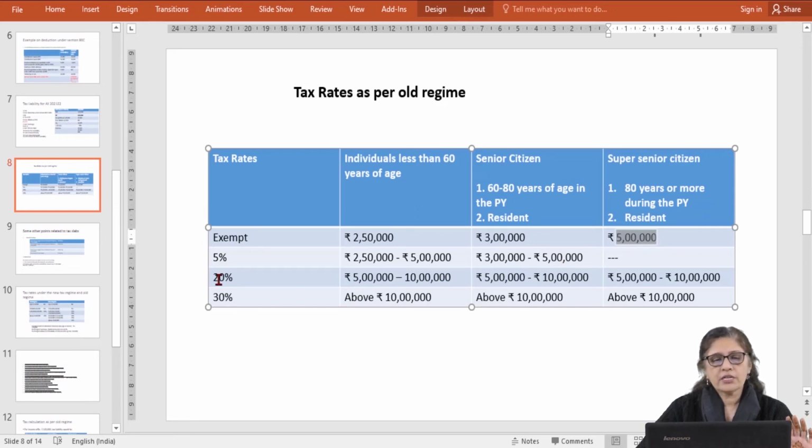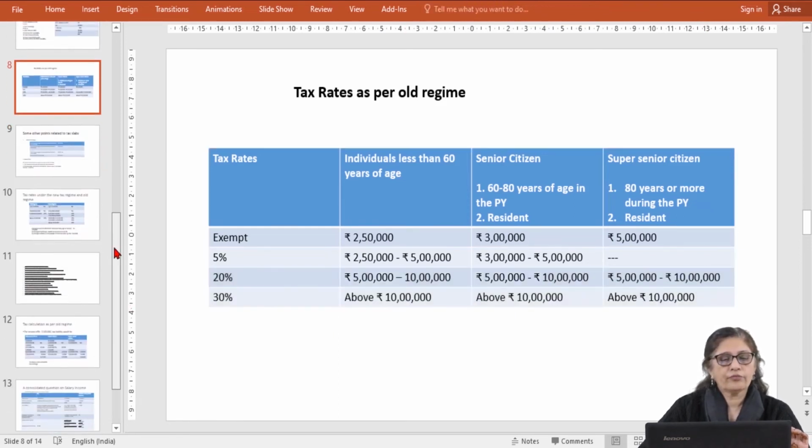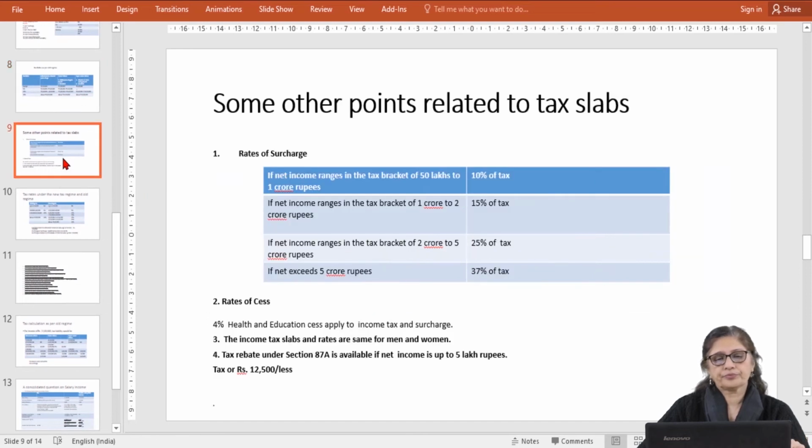So for 20%, it is the same for all categories. 5 to 10, 20%. And beyond 10 lakhs, we have a tax rate of 30%. And on this, after adding all these taxes, 5, 20, 30, we add cess of 4% after applying your rebate under 87A if applicable, after giving surcharge if applicable.